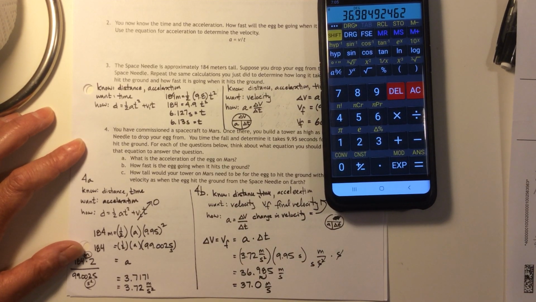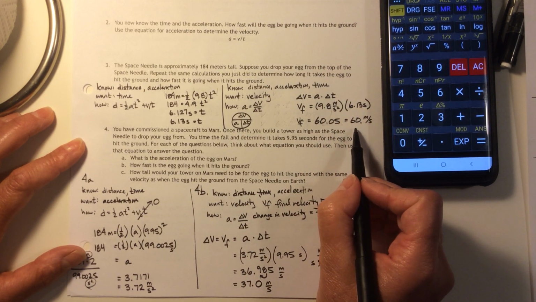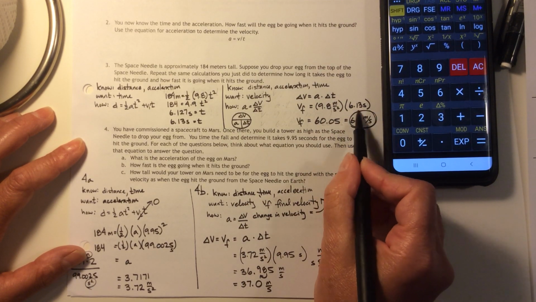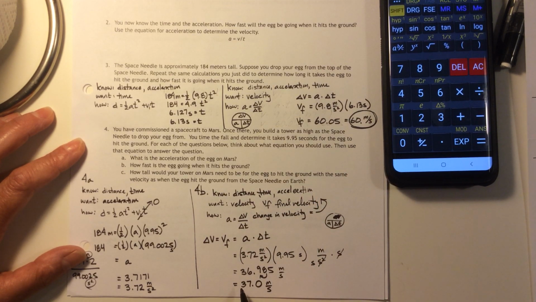All right, well, how does that compare with how fast it was going from the Space Needle? So if I look here, I see when I did it on the Space Needle on Earth, it was 60 meters per second. And then when I did it here, when I did it on Mars, it was only 37 meters per second. It's going slower because, that's right, Mars has less mass, and so it pulls less gravity.